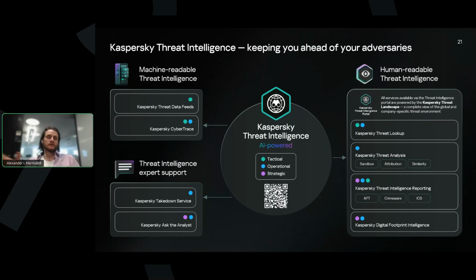And of course, the information that we provide with Kaspersky Threat Intelligence could come in machine readable format with Cybertrace and threat data feeds. Then, of course, our expert support. And as you can see, the most extensive one is human readable with Threat Intelligence Portal, Threat Intelligence Reporting, providing reports about the latest crimeware, advanced persistent threats, information that could be used at any level. And of course, digital footprint intelligence to let the customers know if there's anything on the outside perimeter, like leaked credentials or new vulnerabilities that could be used specifically to target their enterprise.